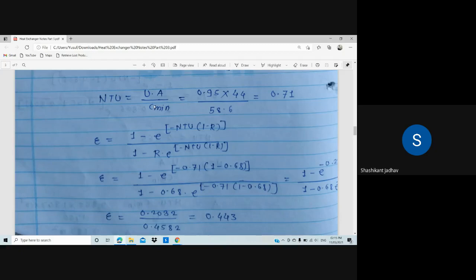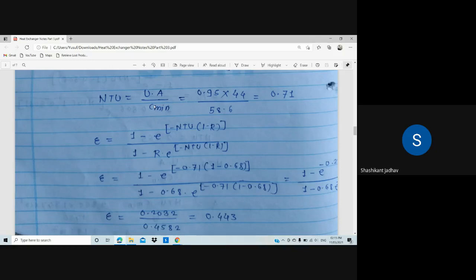Okay. Then what is the equation for the NTU? NTU is nothing but U into A divided by C minimum. So U is 0.95, A is 44, and C minimum is 58.6. So from that we get the value of NTU, that is 0.71.